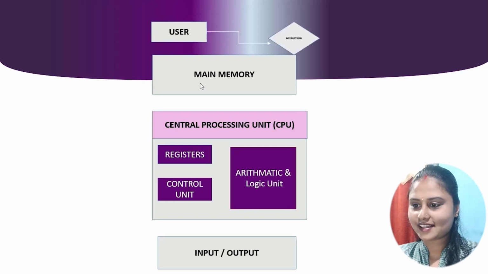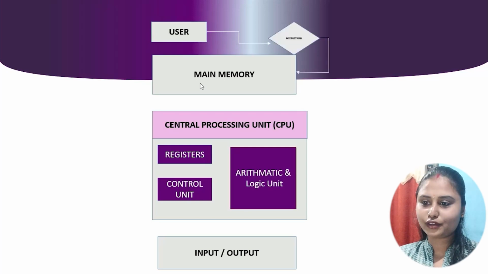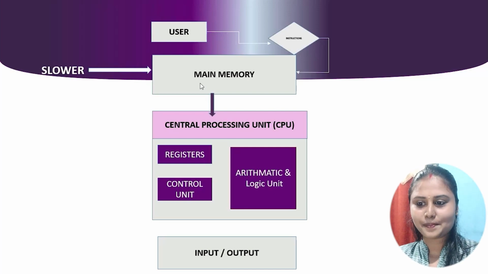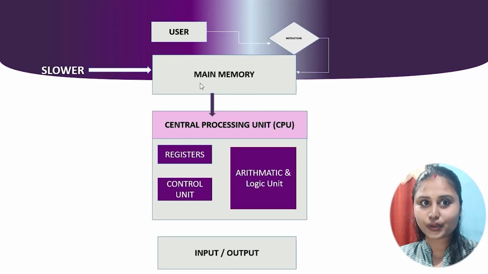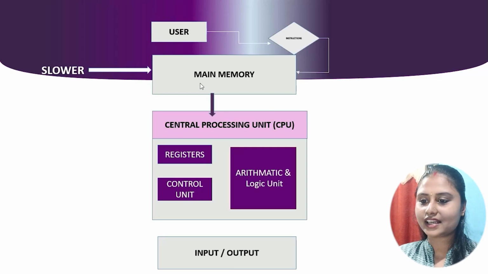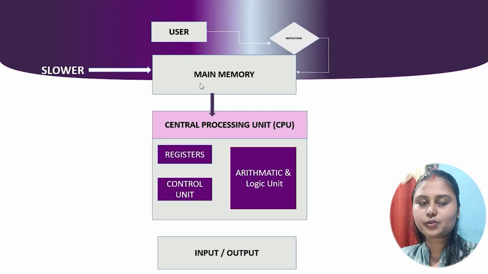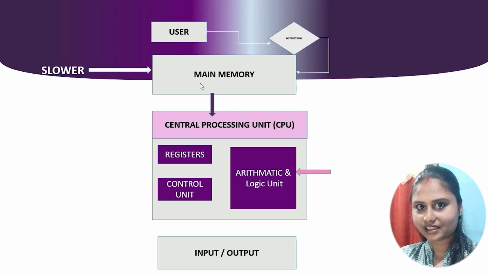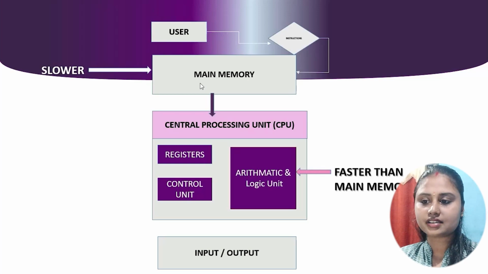The user will pass the instruction or a task to the computer using input devices. This instruction will be received by main memory, which is the slowest memory to work on. This main memory doesn't handle how much data its capacity holds, so it will directly pass the data into the central processing unit. The central processing unit will analyze the data and start processing it. It will analyze whether the data belongs to the arithmetic and logical operations. If it does, it will be processed inside the arithmetic and logic unit, which is a little faster than the main memory.